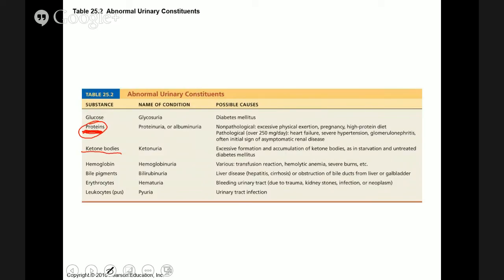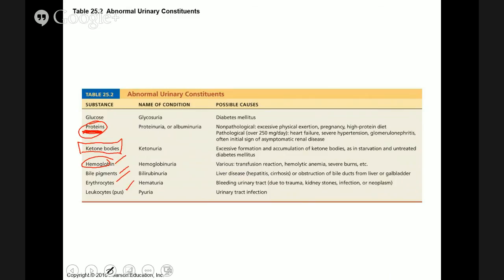You should not see ketone bodies, because ketone bodies are usually only produced when your body is burning fats. So either you are consciously losing a lot of weight or you're diabetic if you have ketone bodies in your urine. You should not see red blood cells. You should not see bile pigments. You should not see hemoglobin or red blood cells. And you should not see white blood cells in the urine either.